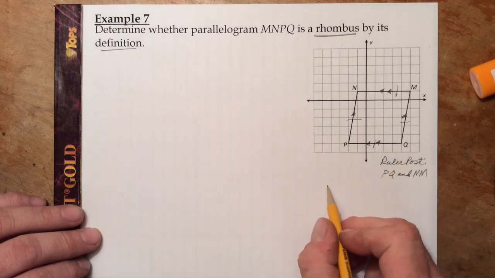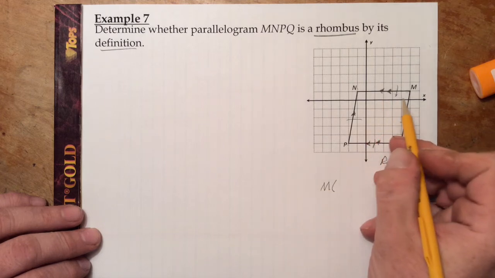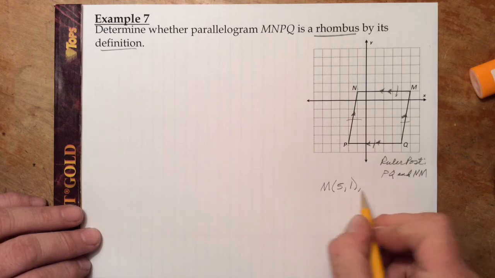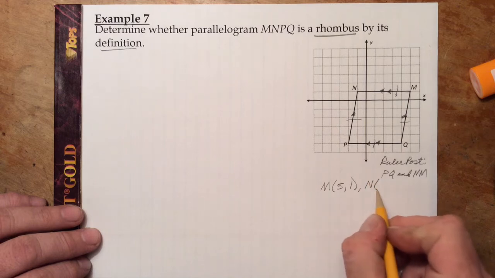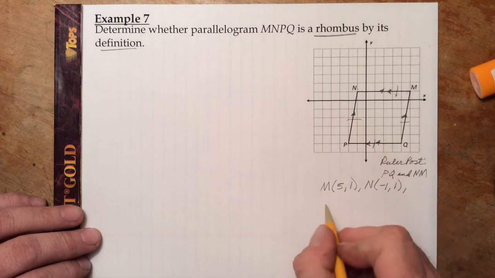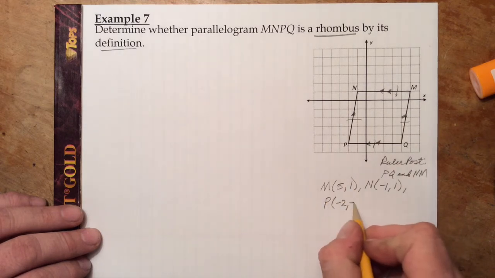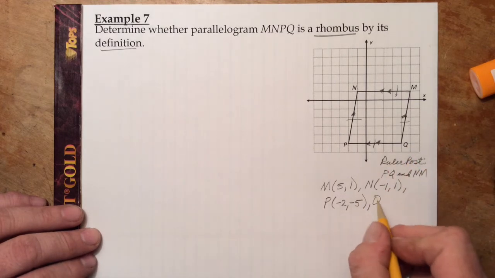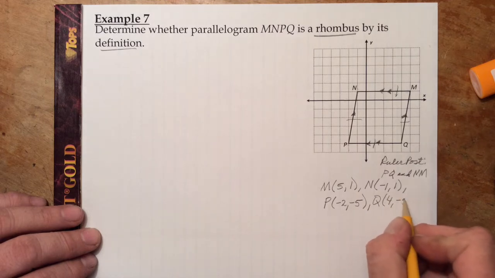Let's get our ordered pairs now, starting with M. M is at 5, 1. Then going left to N, we have negative 1, 1, and then down to P, we have negative 2, negative 5, and finally Q is at 4, negative 5.